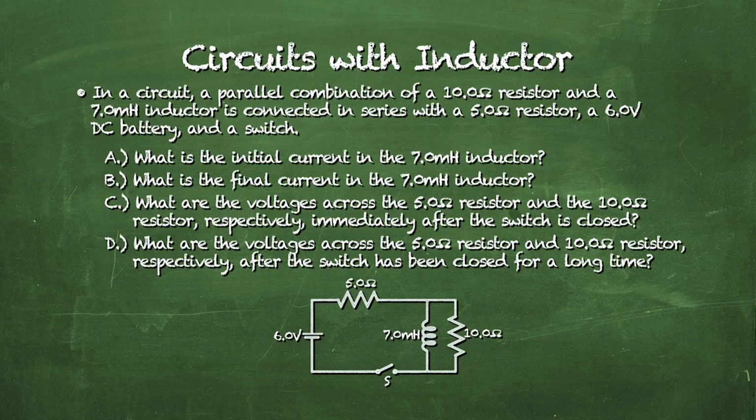Meaning that the switch had been open for a very long time, and then at t equals 0, we close the switch. What is the current in the inductor? And then, after the switch has been closed for an infinitely long time, what is the current in the inductor? And finally, what are the voltages across the 5 ohm resistor and the 10 ohm resistor respectively immediately after the switch is closed, and after the switch has been closed for a long time?